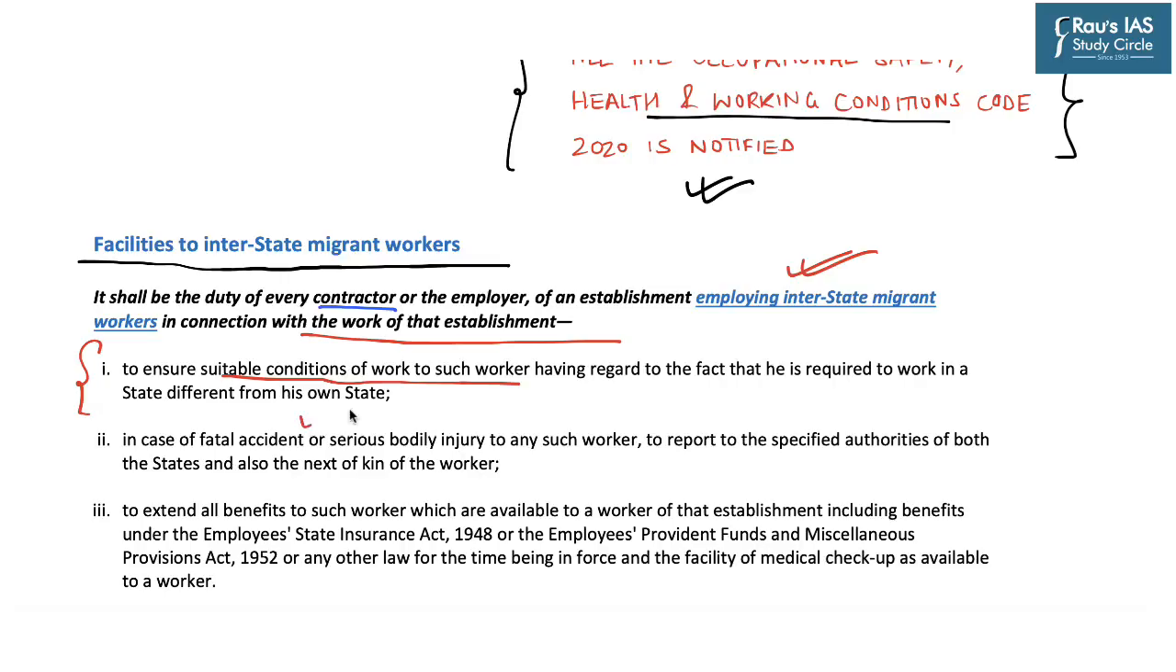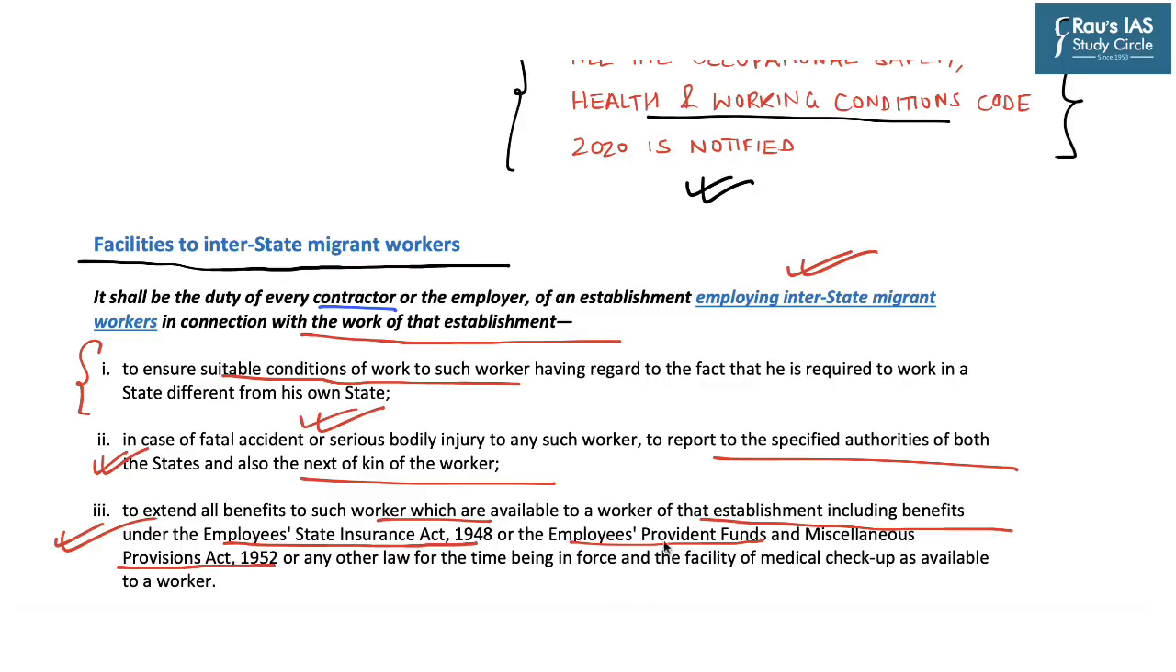In case of serious accident or bodily injury of such migrant worker, to report such incident to specified authorities of both states, that is the source state and the destination state, and also to the next of kin of the worker, and also to extend all benefits to such worker which are available to a worker of that establishment, including benefits under Employees State Insurance Act, Employees Provident Funds, and Miscellaneous Provisions Act 1952 or any other law, and also to provide for the facility of medical checkup as available to any other worker. So these are some of the facilities under the code which must be provided to a migrant worker as well.